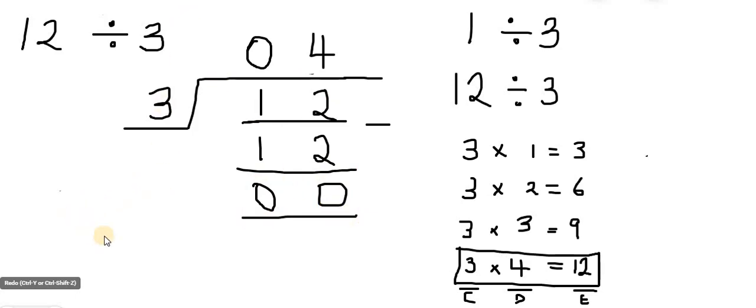12 divided by 3 is equal to the numbers up here, which is 0, 4, or you can just call that 4.